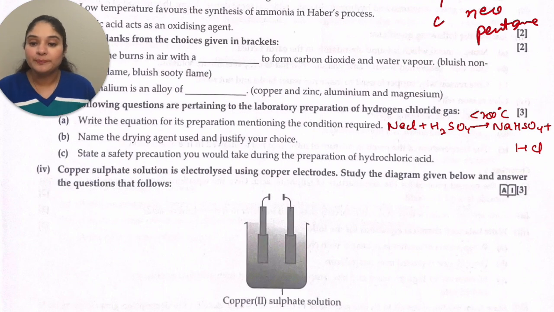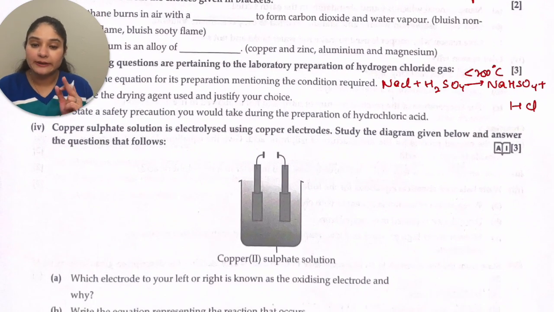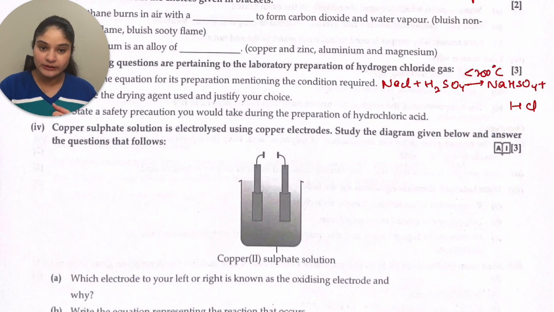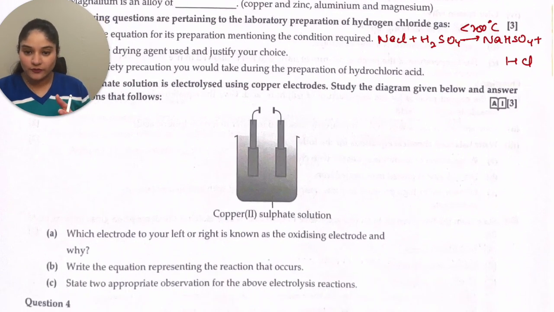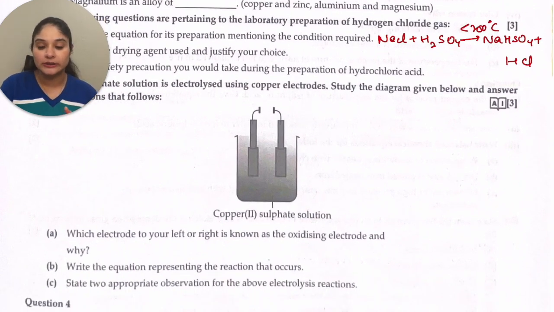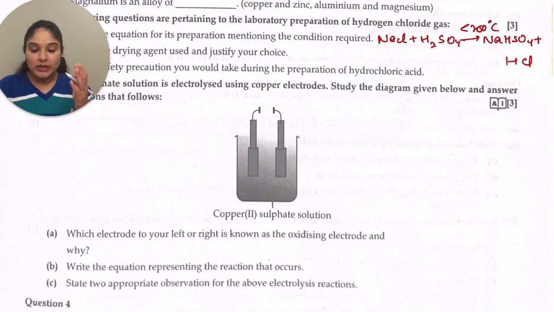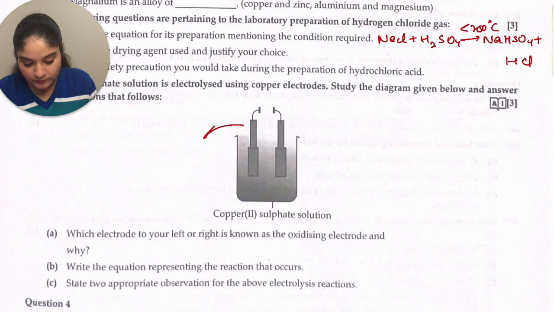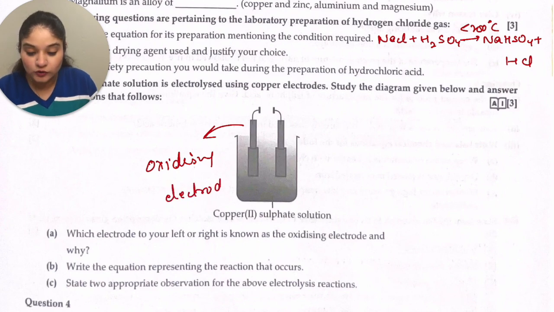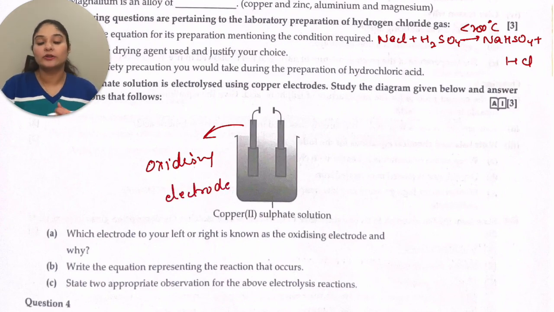Let's move to the next one. Copper sulfate solution is electrolyzed using copper electrodes. Study the diagram given below and answer the questions that follow. Which electrode, left or right, is known as the oxidizing electrode, and why? The electrode on the left is known as the oxidizing electrode. This is the oxidizing electrode. That is because oxidation takes place at this electrode. That is the reason it is an oxidizing electrode.